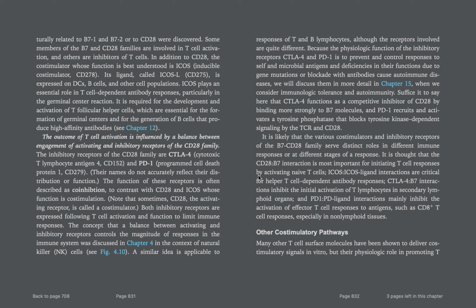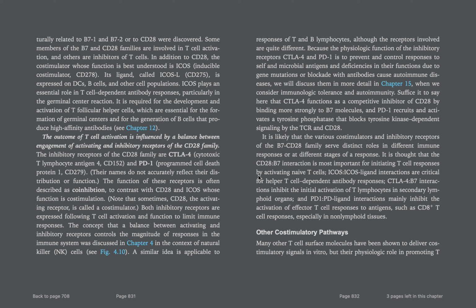Suffice it to say here that CTLA4 functions as a competitive inhibitor of CD28 by binding more strongly to B7 molecules, and PD1 activates a tyrosine phosphatase that blocks tyrosine kinase-dependent signaling by the TCR and CD28.